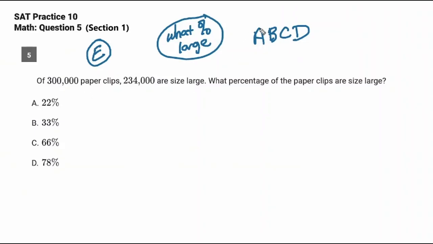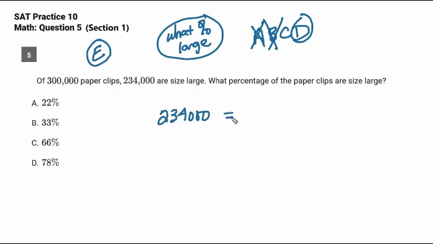It's more than half, so that means that A and B are gone. And then what would be 2/3 of 300,000? 66%. That'd be 200,000, right? It's more than that, so it's D. If you want to do the real math, you can.